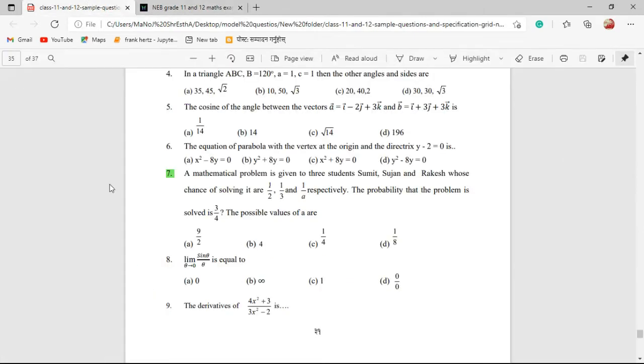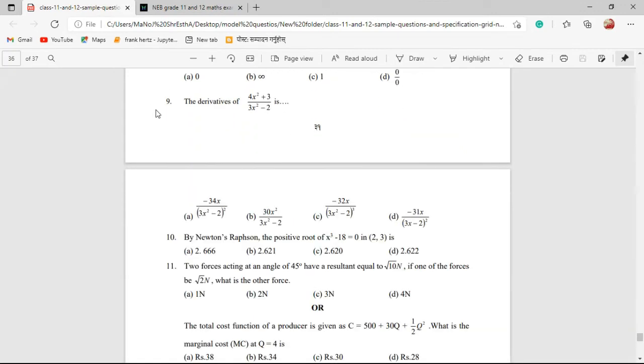Now question number 9. Okay, this is question number 9. We have a total of 11 questions in group A.